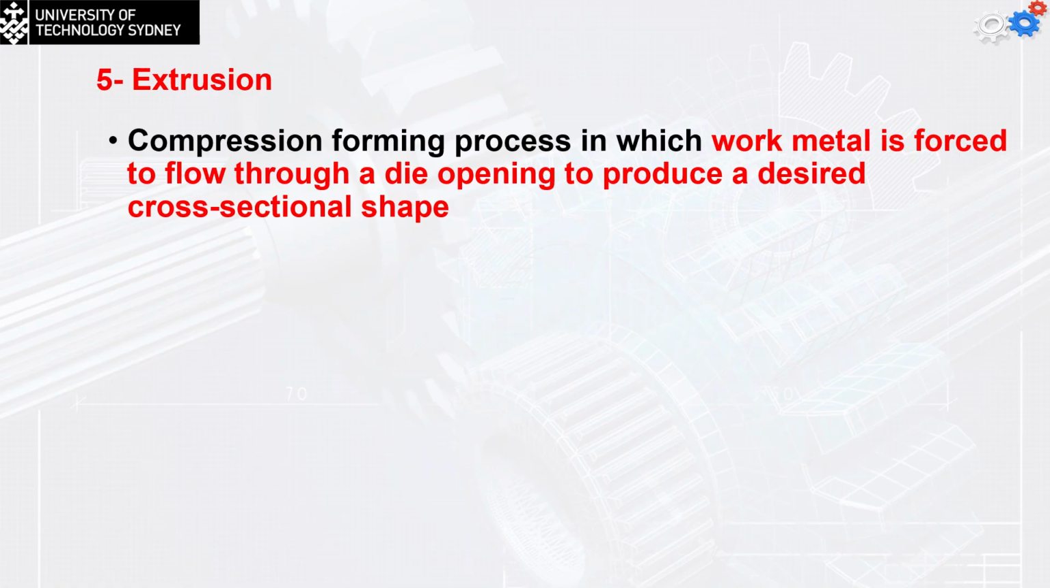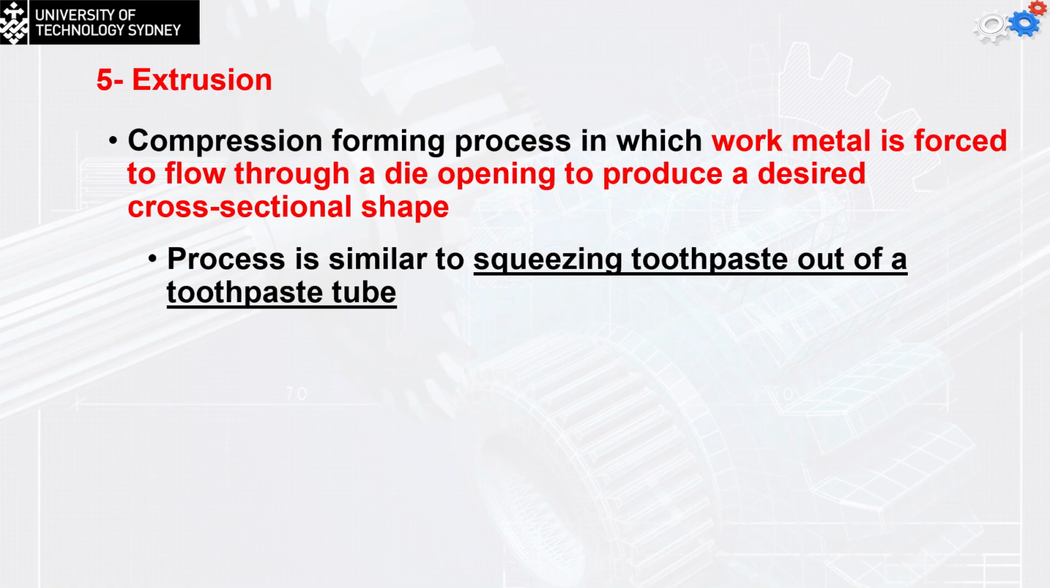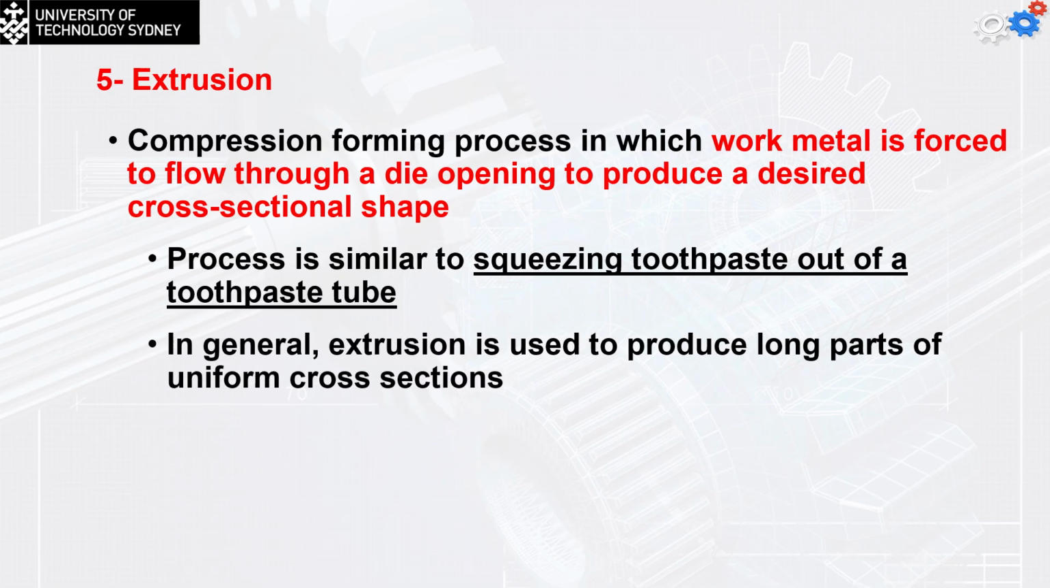In the extrusion process, we are compressing the metal part and forcing it to flow through a die opening to produce the desired cross-sectional shape. If you have seen any aluminium section, it was made by this process. To simplify, it is similar to squeezing toothpaste out of a toothpaste tube. The part we are going to generate is a cylindrical shape. In general, extrusion is used to produce long parts of uniform cross sections.